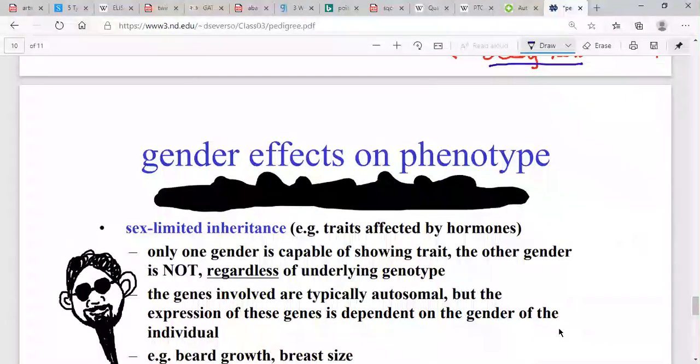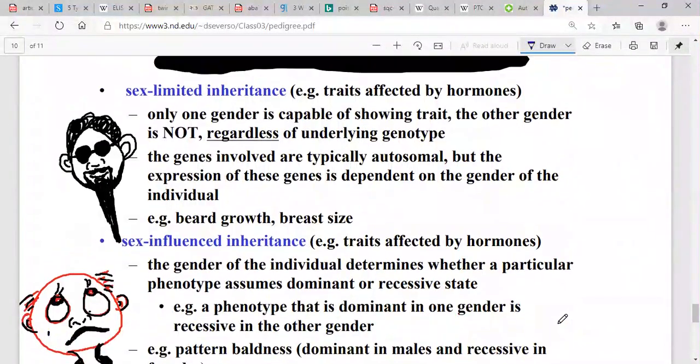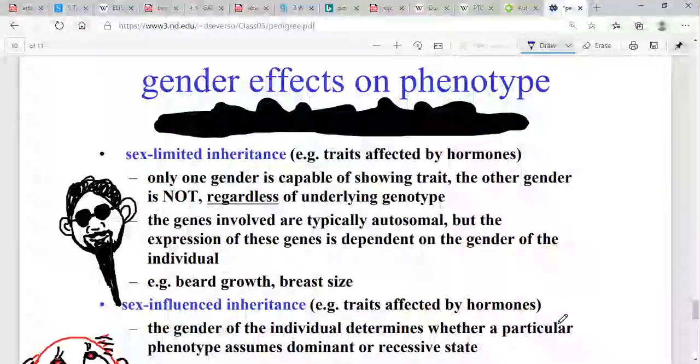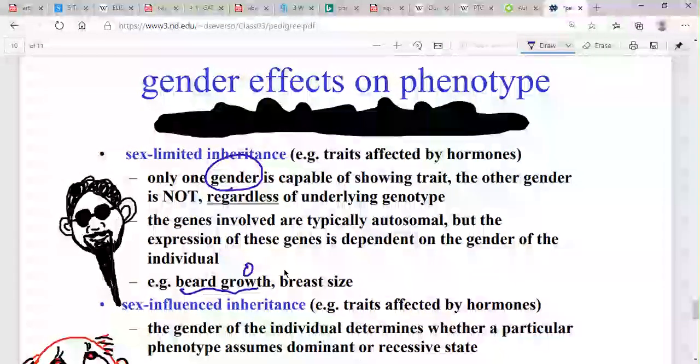Then the gender effect on phenotype, how it actually influences traits, like sex limited inheritance, where the trait is affected by hormones. Certain growth hormones can influence a certain trait. So only one gender, either male or female, for example, beard growth in males and breast size in females. So it is a monopoly for a certain kind of trait. The other gender is not that much affected or not at all affected.